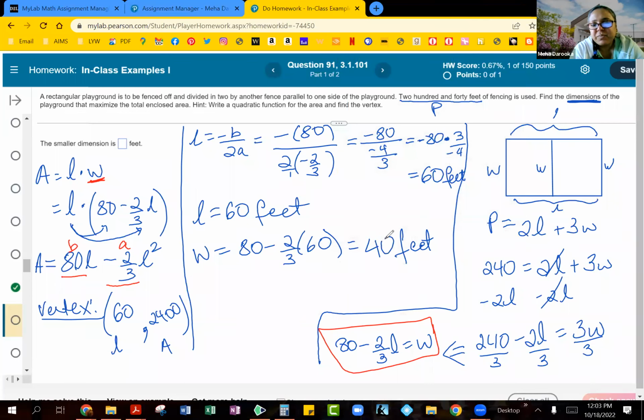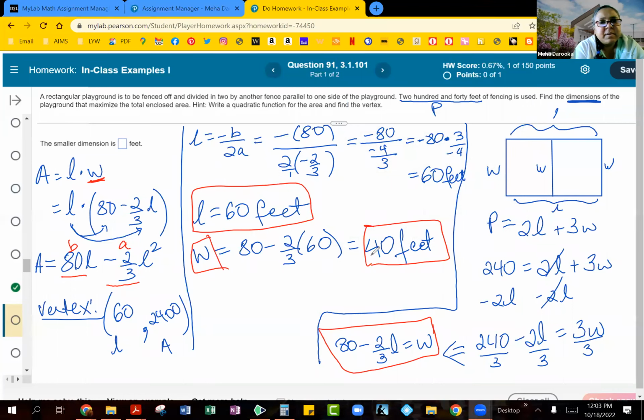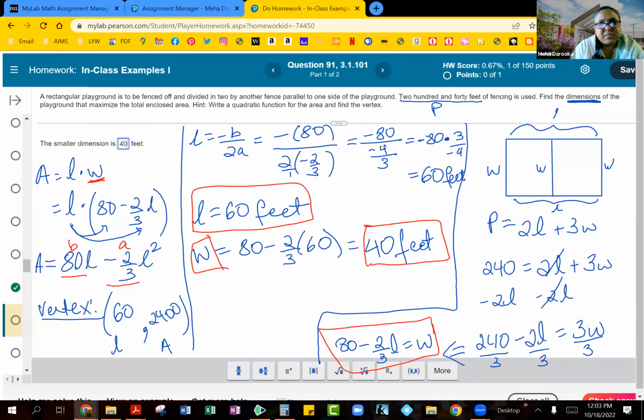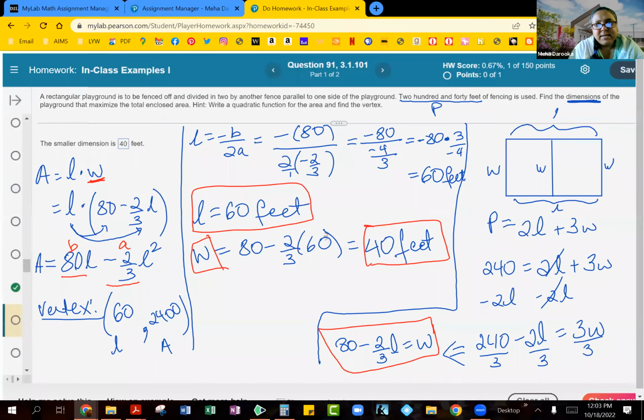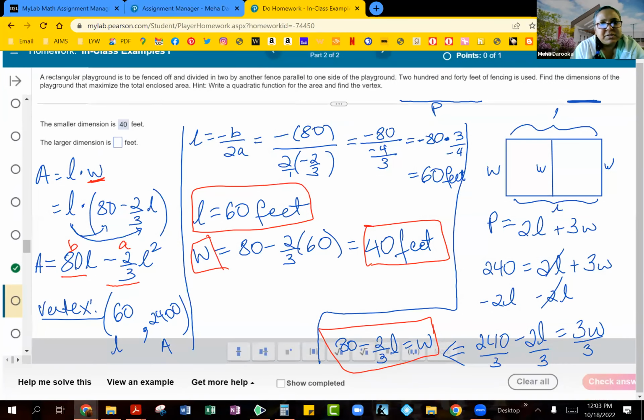So that's of course going to be your shorter dimension, and then your larger one is going to be the 60 feet for the length. So these are the two answers we are looking for. Okay, so let's type our numbers in. So the smaller dimension is 40 feet. Let's check that answer. And then our larger dimension is going to be 60.